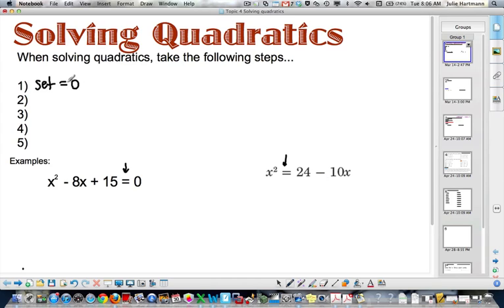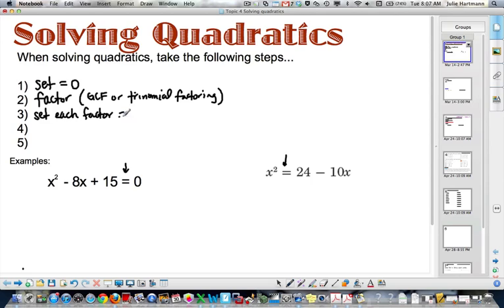Okay? After we set it equal to 0, we factor. And now at this point, you could either have a GCF or your trinomial factoring. What multiplies to give you the last term that adds to give you the middle term. From there, we're going to set each factor equal to 0. You're going to solve, and the last step, check your work.